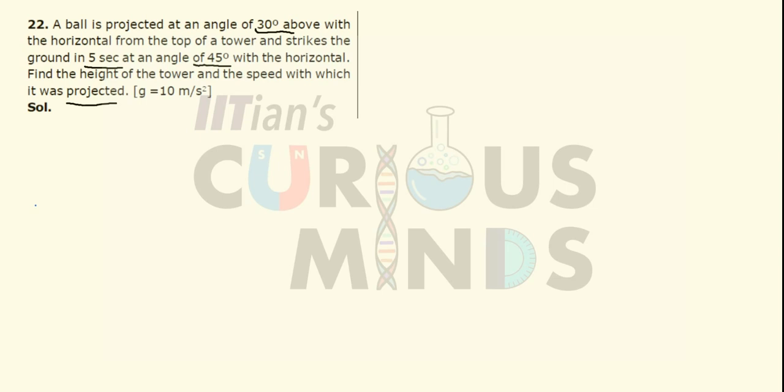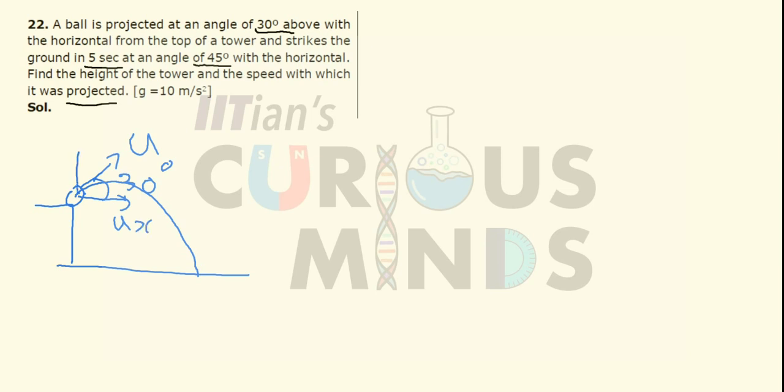Suppose I consider a body which is projected from the top of the tower. Now it will perform a projectile motion somewhat like this. The initial velocity is u and it makes an angle of 30 degrees with the horizontal, above it. So this is ux and this is uy.